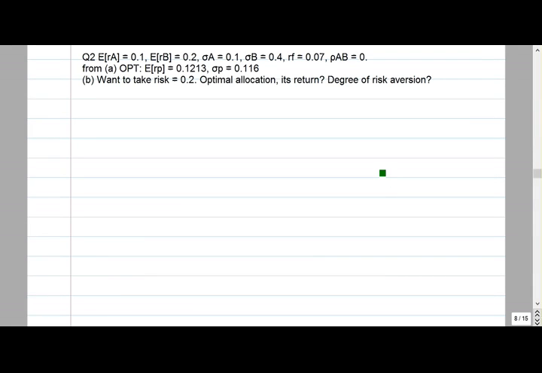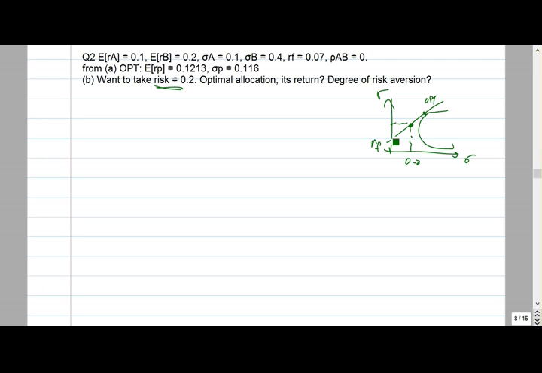So we're given the tangency or the optimal portfolio from part A, and we're asking, given a particular risk level, what's the optimal allocation combining that risky asset and the risk-free asset. So on a diagram, it looks like the optimal one from before and the risk-free one, and this is the tangency portfolio, and we want a particular level, say 0.2 level of risk. This is risk, this is return. Then we are asking what this is.